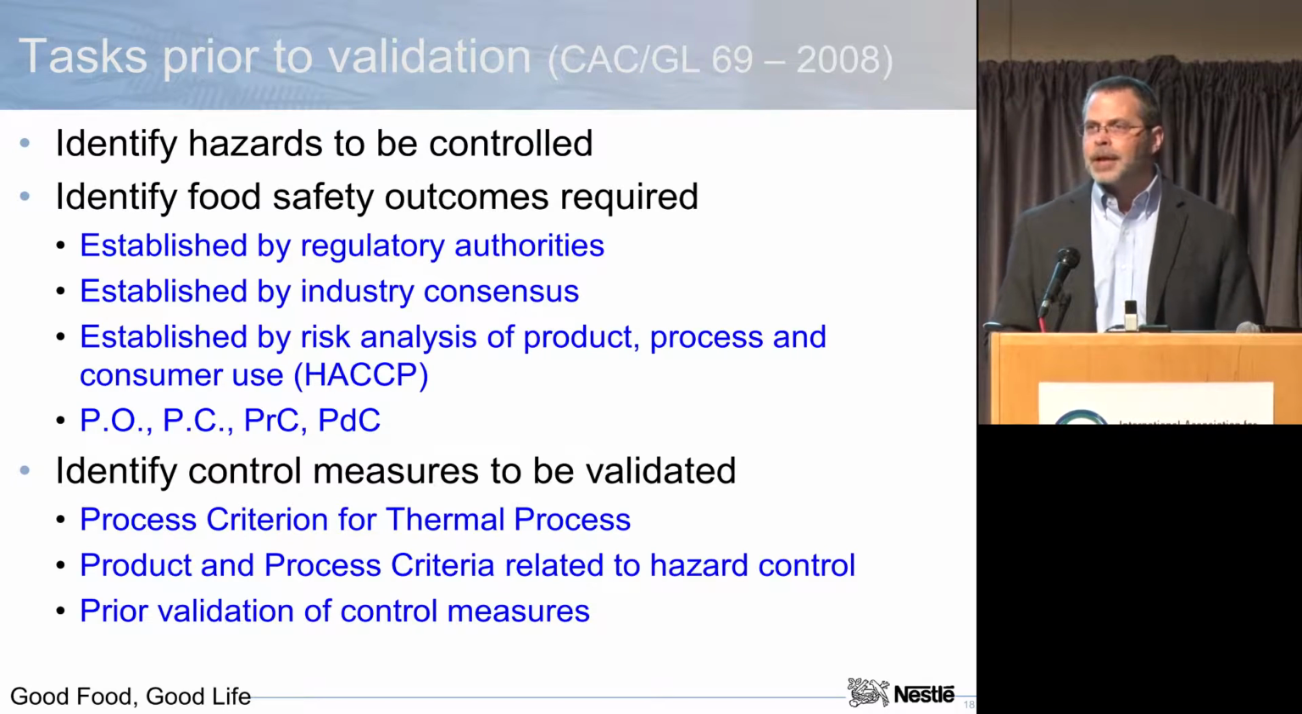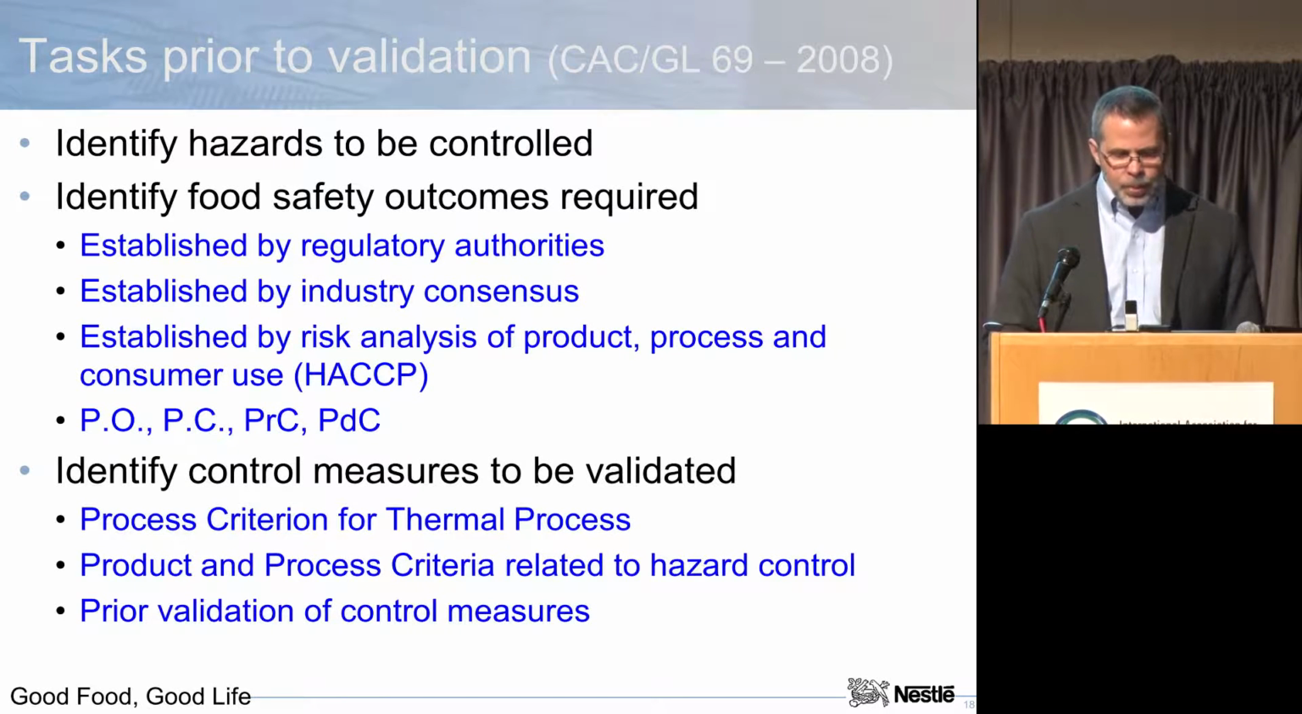We need to then identify the points in my system where I need to validate those control measures. It could be a process criteria for a thermal process. It could be a product and process criteria related to hazard control.